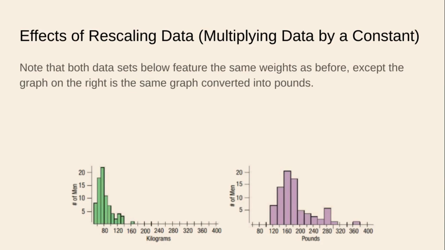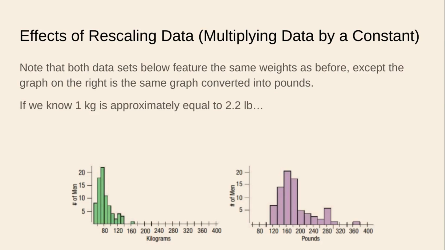So note that both data sets feature the same weights as before, except the graph on the right is the same graph converted into pounds, okay? So we take this graph over here and make a new graph, which is the same as this, except the units are different. The units are pounds, right? Refers to the same data set, but the units are different. We have rescaled. All right, and to rescale, you need to multiply by a scale factor.